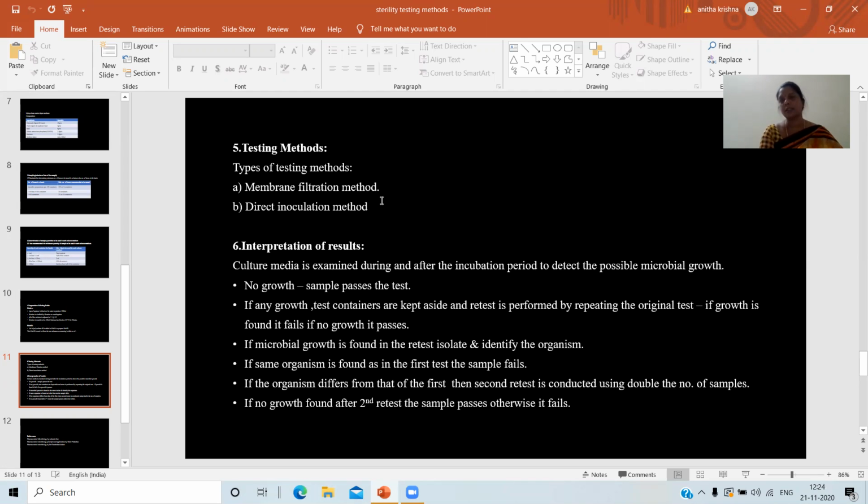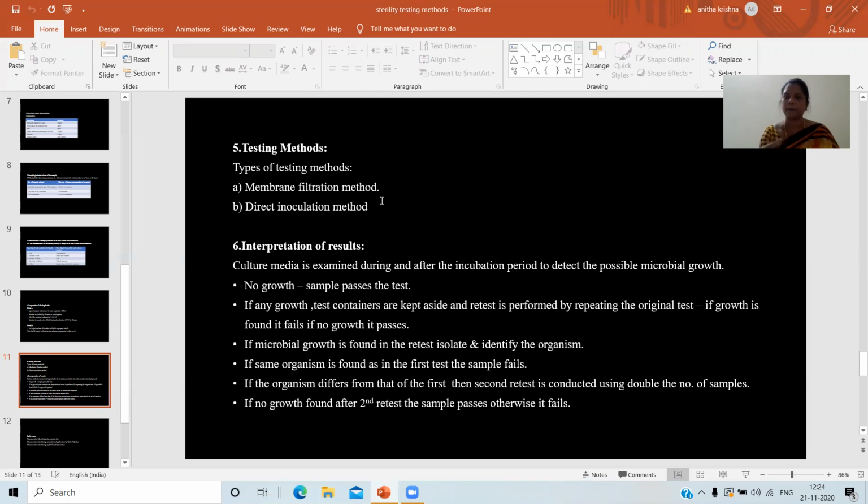Now the modification here is, if the products you are testing are oily substances, then you have to take the sample, put it on the media, and before adding it to the media, you have to add an emulsifying agent such as polysorbate 80, which does not have any antimicrobial activity, to the media into which you are adding your sample, and then go with the procedure.